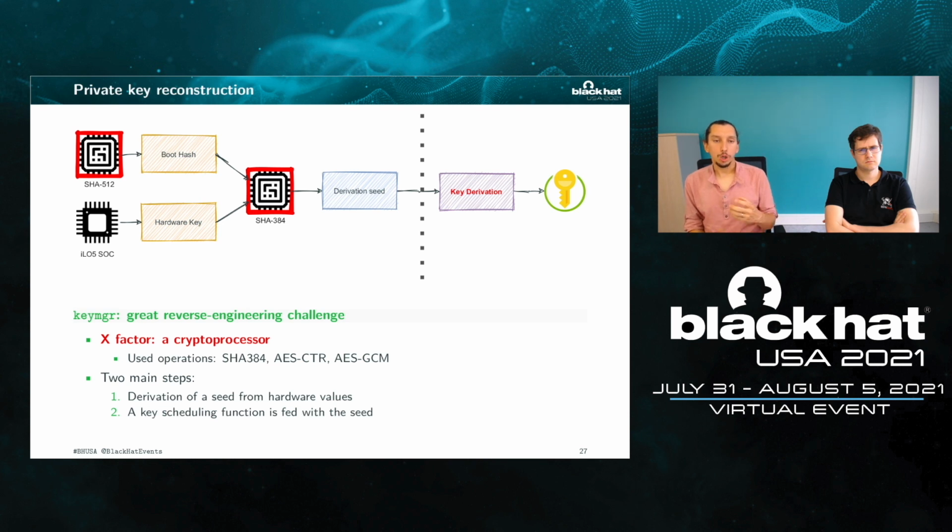So we have a kind of residual context that stays in the output buffer of the cryptoprocessor, and it is used as input value for the derivation of the initial seed. The second input that we name hardware key is actually a buffer made, again, from hardware registers from the iLO5 SOC. You combine boot hash and hardware key using a derivation step based on SHA-384, and you get the derivation seed. This derivation seed is then processed by the key scheduling function.